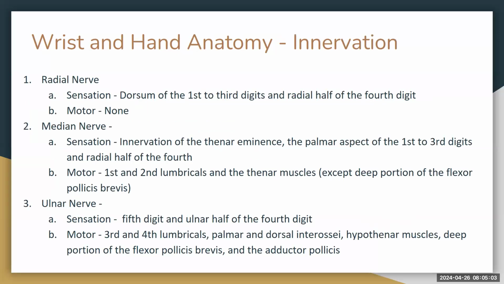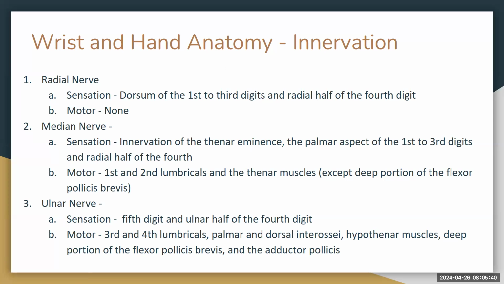And then innervation-wise, the radial nerve does sensation to the dorsum of the first three digits and the radial half of the fourth digit. But there's no motor from the radial nerve in the hand. The median nerve, innervation to the thenar eminence and the palmar aspect of the first three digits and the radial half of the fourth. This is the symptoms of carpal tunnel, and then motor to the first and second lumbricals and thenar muscles. I'm sure these are flashbacks to anatomy for some of you.